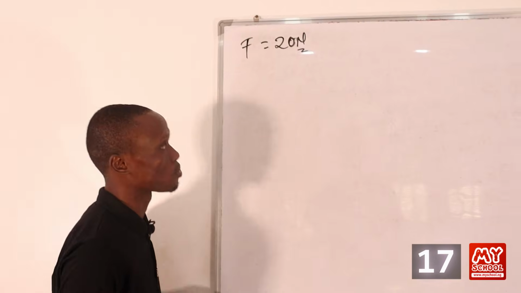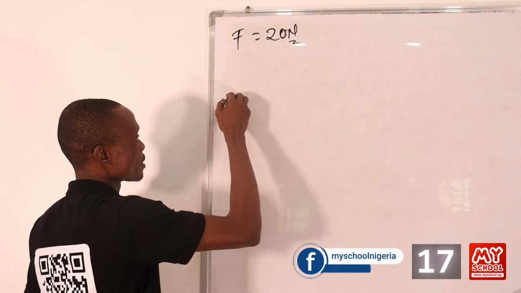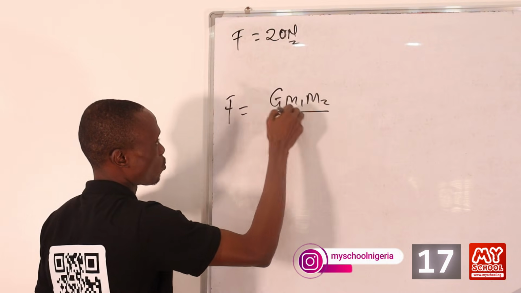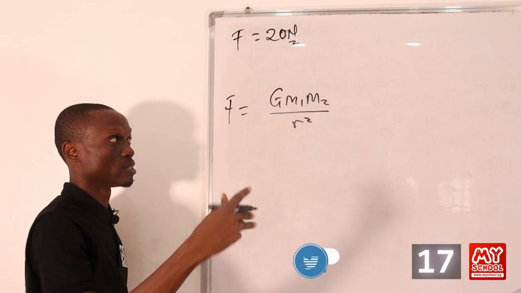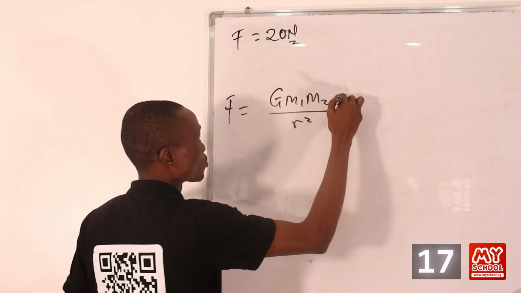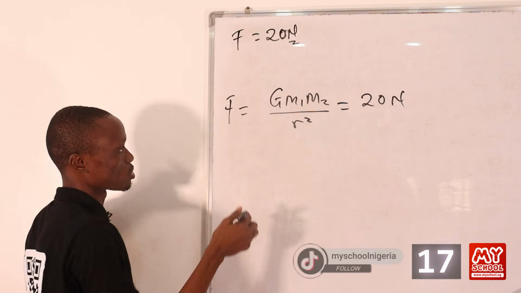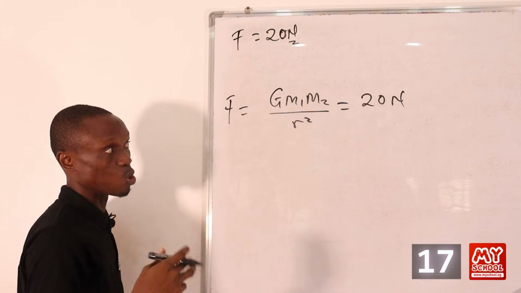So gravitational pull is just the gravitational force of attraction between two bodies, right? So we know that F is given as G m1 m2 all over R squared, where R here represents the distance between the two bodies. According to the question, we are told that this is equal to 20 Newton, right? Now for the second part of the question, they said that the distance between the two bodies is doubled, right?